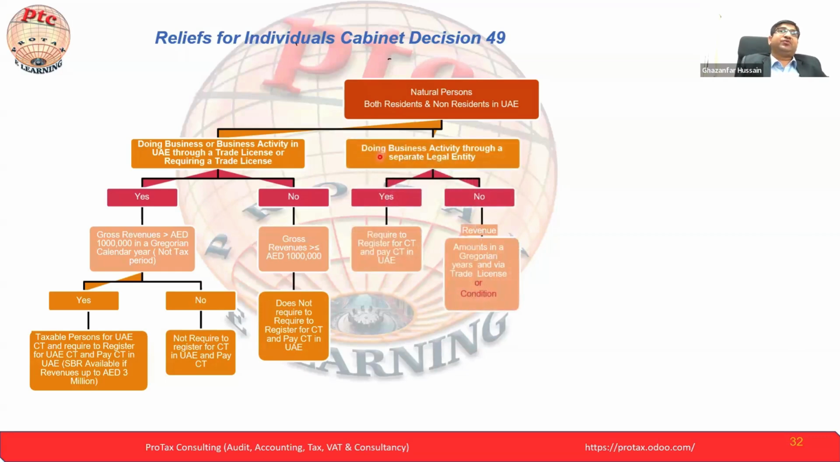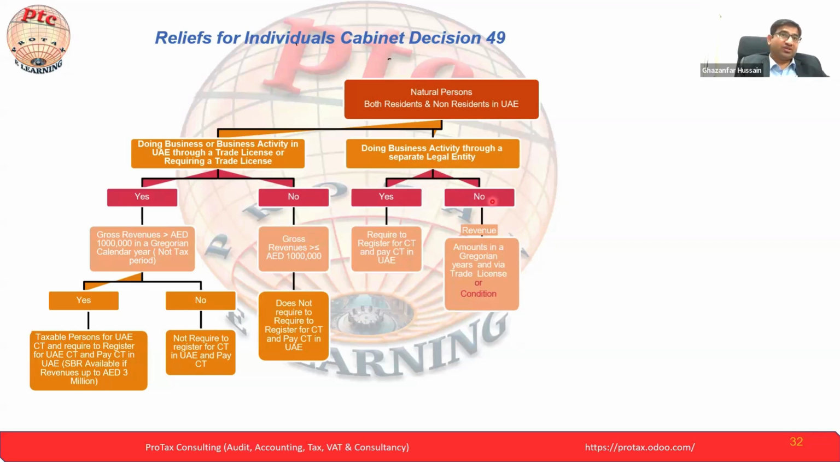Now the next point, doing the business activity through a separate legal entity. The important point we have to understand is the word legal entity, LLC, juridical person. If it's a yes, he is required to register for the city and pay the city. If no, so if it's doing business through a separate legal entity, he has to apply. If he is not doing so, then there's no same.